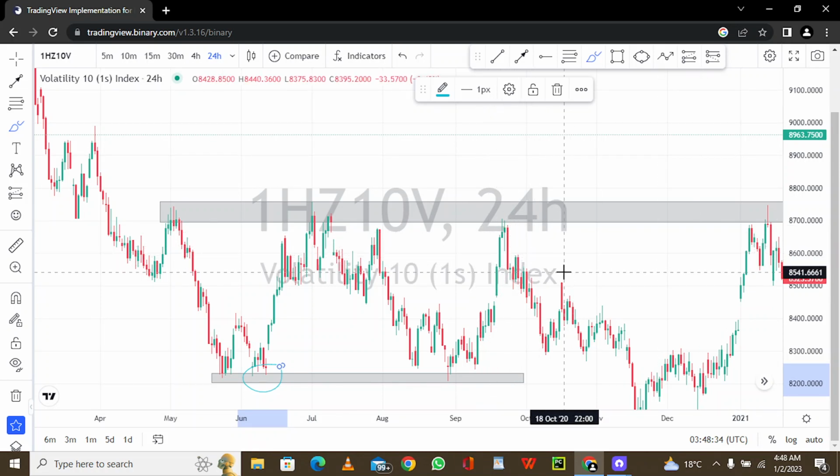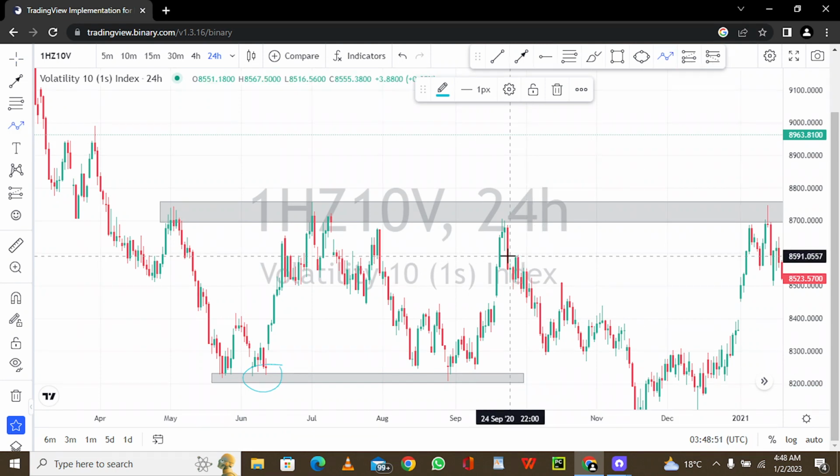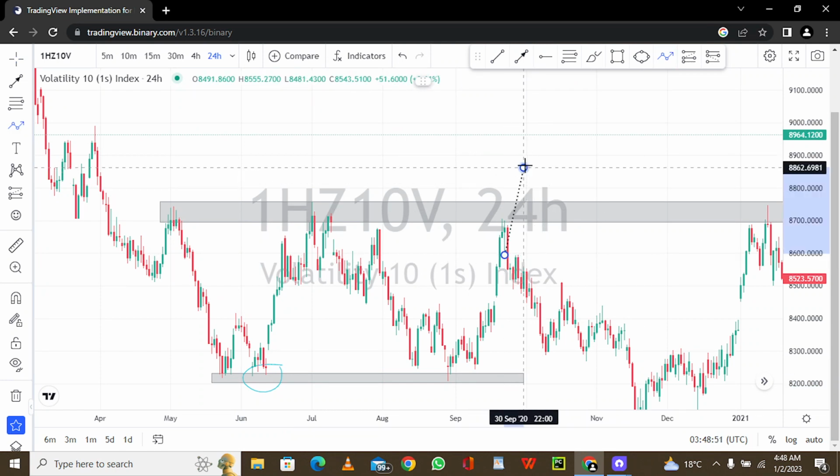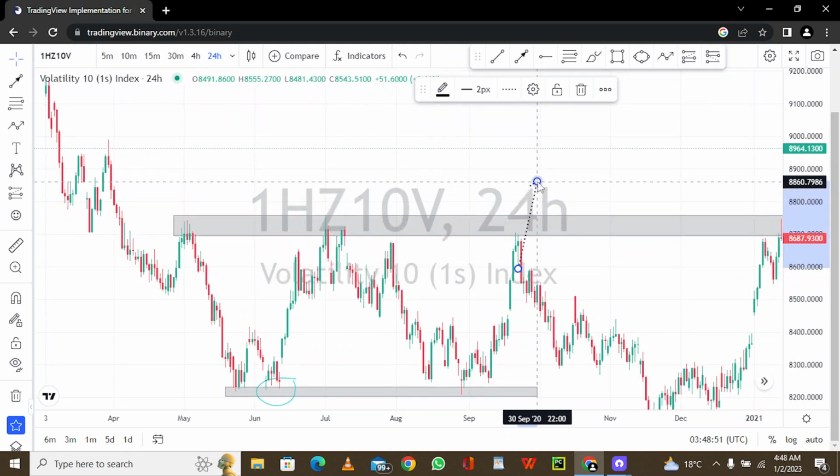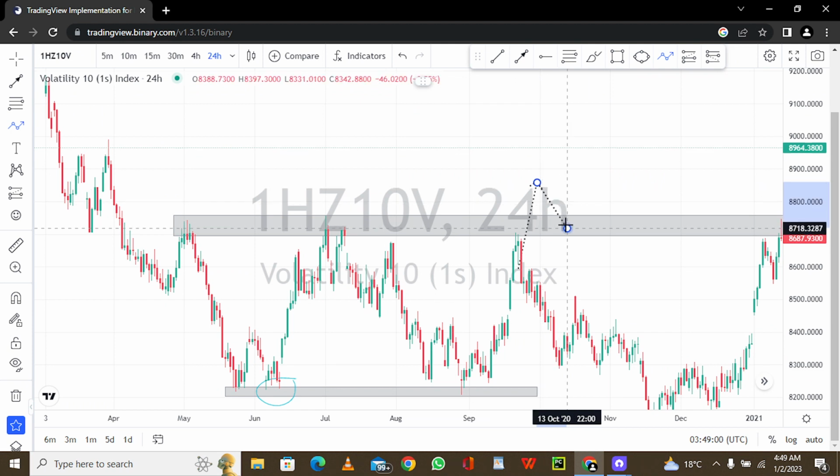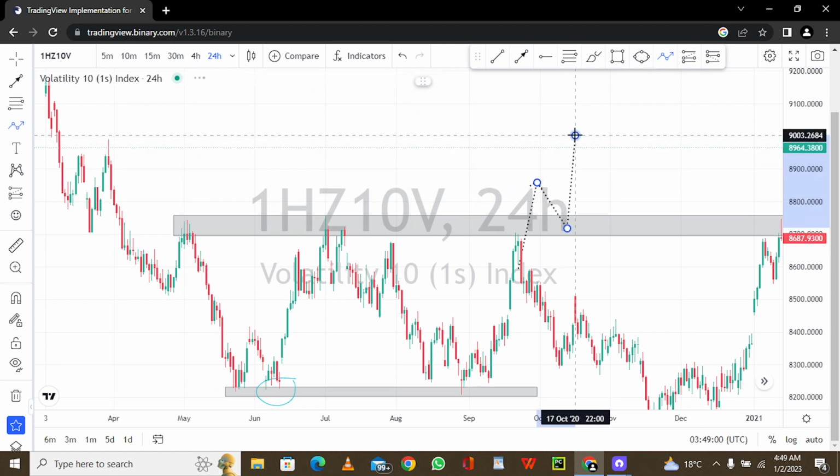Okay, there will be need for re-entry if it eventually breaks the zone, but to be on a safer side, you should take your profit. If you see the market breaking through like this and then coming back for a retest, you see it coming back for retest, you can make an entry from here.